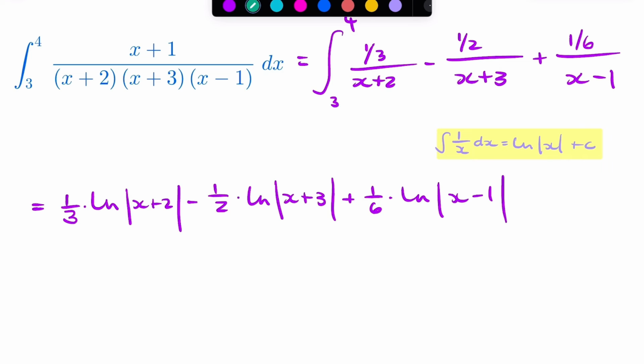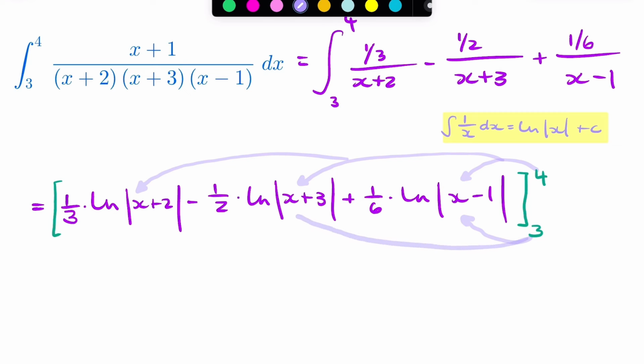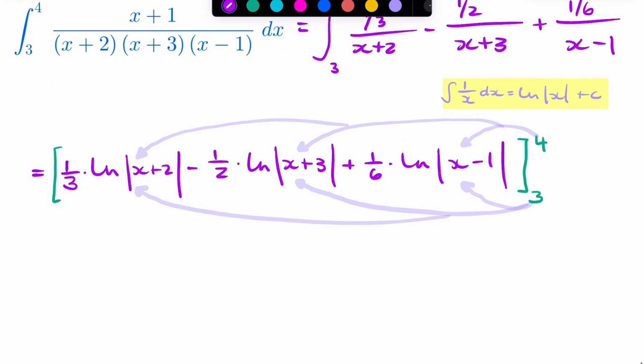What we do is we put brackets and we put our limits. And then we can substitute x equals 4. And then we substitute x equals 3. And then we subtract. It's probably better if I simplify the logs, but I won't. I'll just put all of that in the calculator.